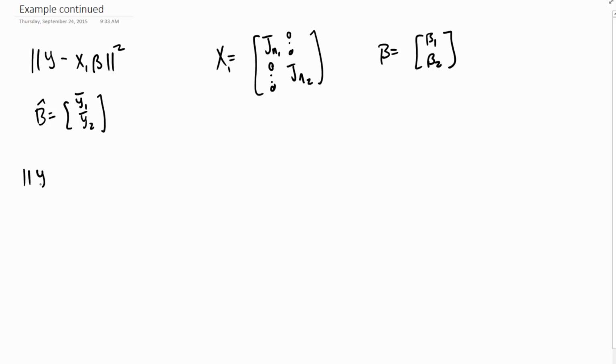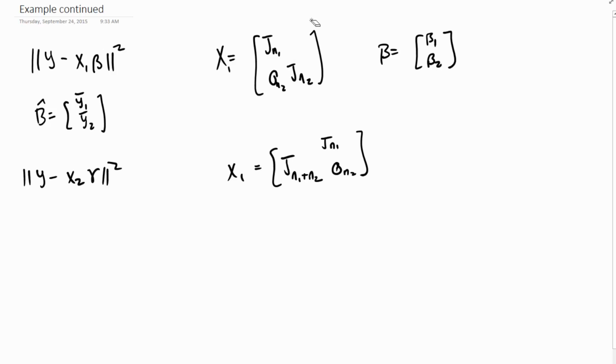Now consider y minus x2 gamma. Consider minimizing the model where the first column of x2 is equal to a vector j n1 plus n2, and then the second column is a vector j n1 and then a bunch of zeros. Let me just write it as 0 n2, meaning a vector of zeros of length n2, and this is 0 n1. And this is x2, I'm sorry. And then gamma is equal to gamma 1 and gamma 2.